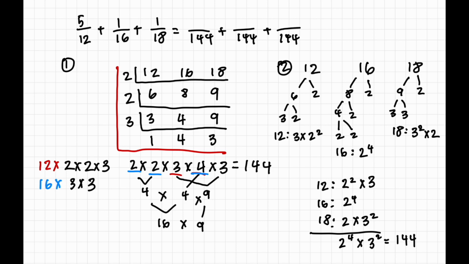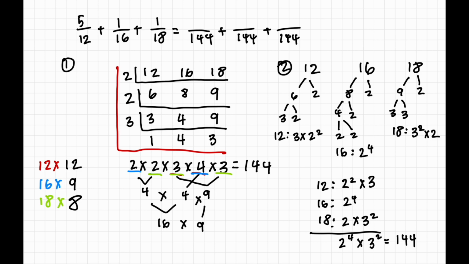And 18 is 9, so 3 times 3 times 2. So 18 times 2 times 4, which equals 144. 12 times 2 times 2 times 3 is 12, right? Yeah. And then 16, 3 times 3 is 9. And then 2 times 4 is 8.